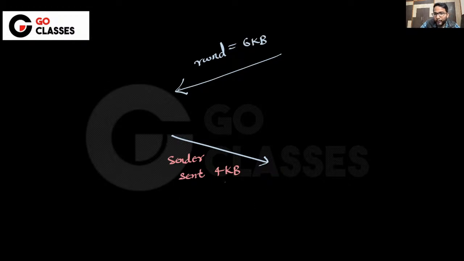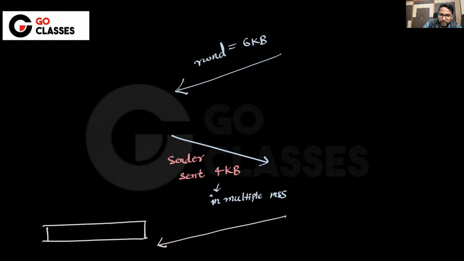Now this 4 KB might be part of multiple MSS. Maybe it is 10 MSS or whatever, depending on the MSS size. Now the receiver has acknowledged this, but not all 4 KB, maybe half of it. The receiver is saying that half of this I have received, and maybe half is in transit, or maybe lost, you don't know. So on the sender side you actually send the 4 KB, and this has been acknowledged, this is not yet acknowledged.